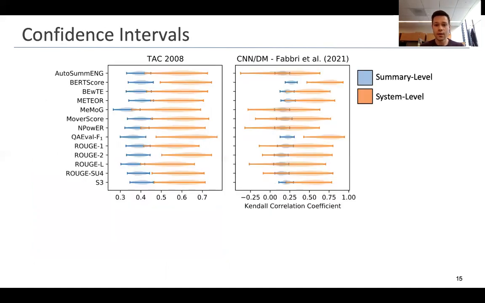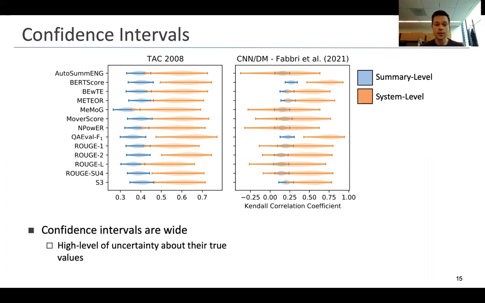And so what we have here is these 95% confidence intervals for the system level correlation in orange and the summary level correlation in blue for the TAC data set on the left and the SumEval data set on the right. And the correlations are computed using Kendall's tau. And so what we see is that the confidence intervals are very wide, which expresses that we actually have a high level of uncertainty about what the true values of the correlations are. So if we report that the correlation, for example, of Rouge is 0.7, it turns out we're not very certain that that value is actually 0.7.